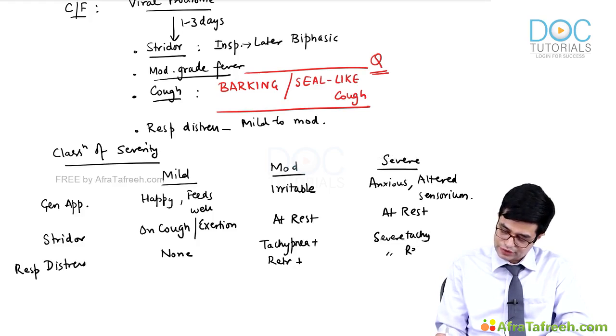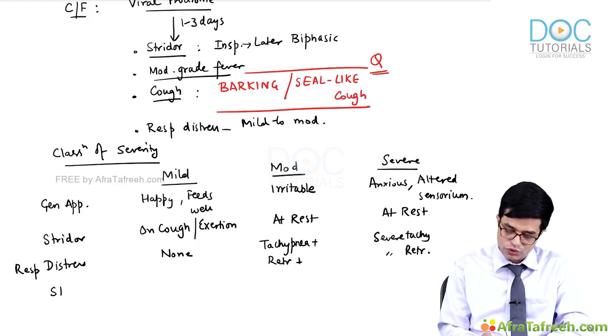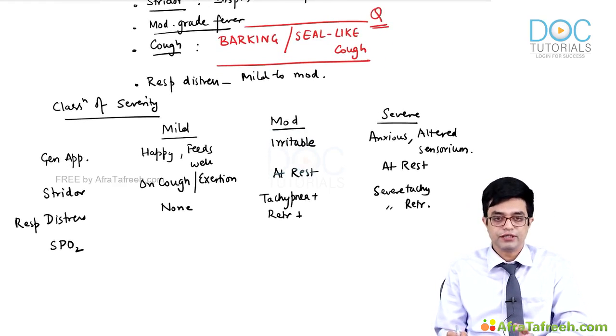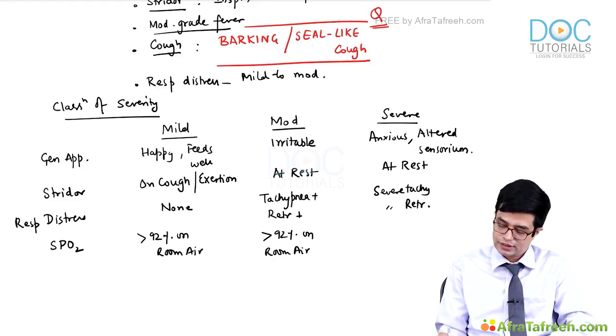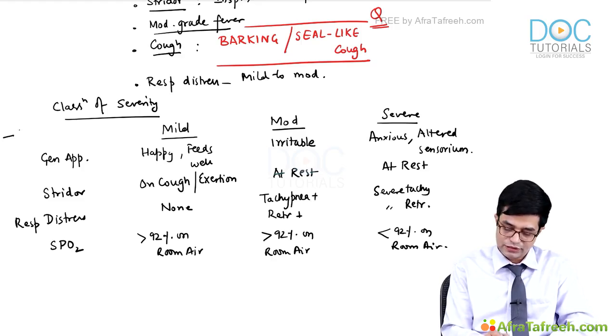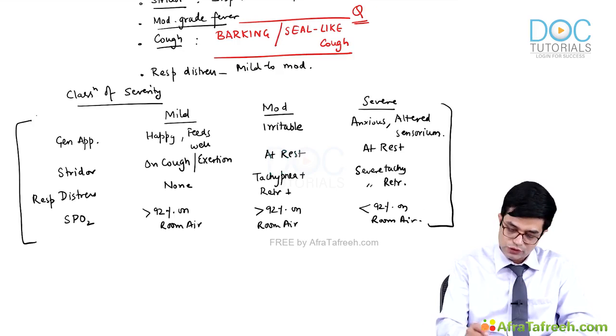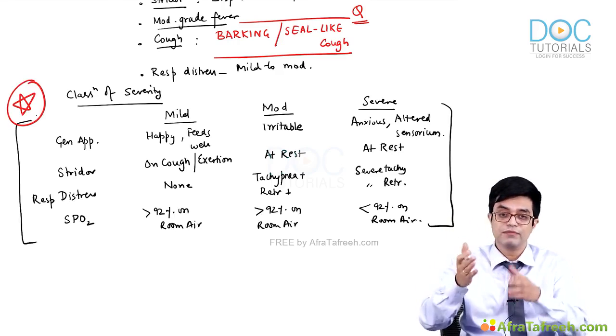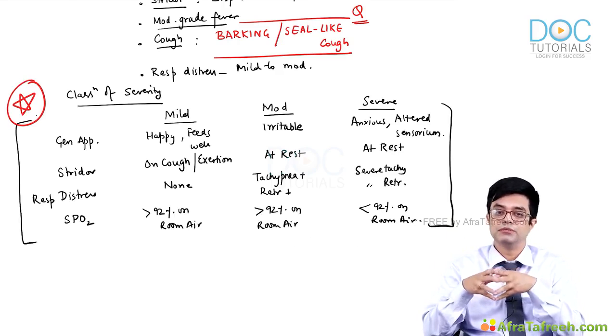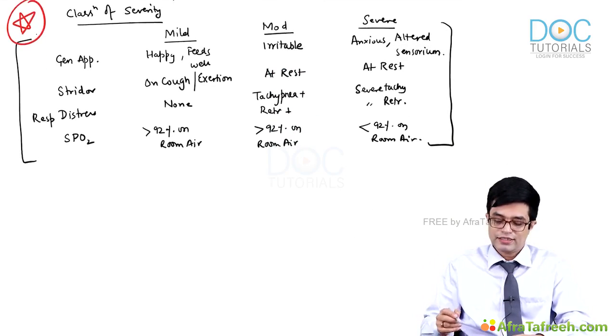and severe retraction. And finally, SpO2, we look at the saturation of oxygen in the arterial blood. If it is more than 92% on room air, it is seen in mild croup. Here also it is more than 92% on room air. Whereas in severe croup, there will be hypoxia, so less than 92% on room air. This is the table which is extremely important. You must always remember it before you go to your exam. One week before the exam, make sure to revise this table. So this is regarding the classification of severity.